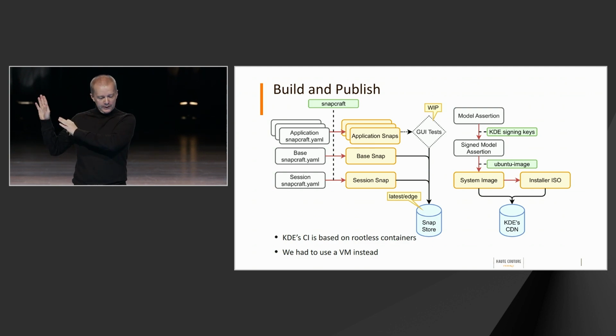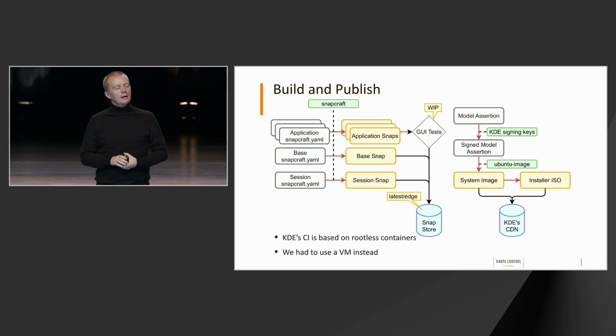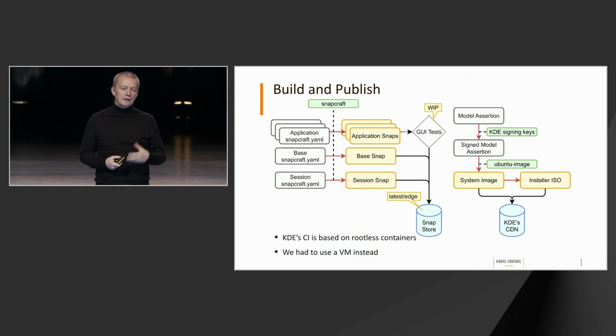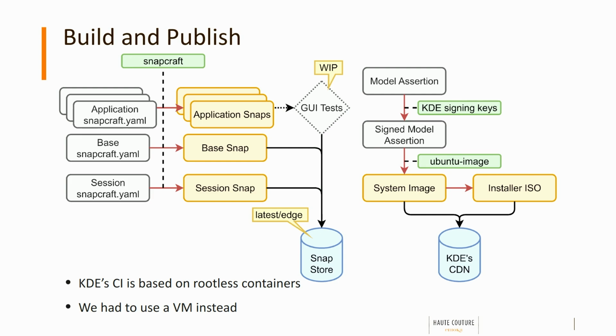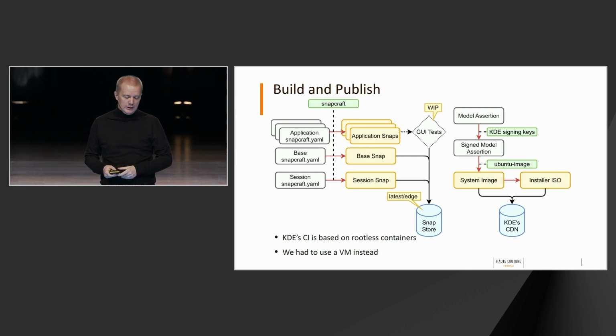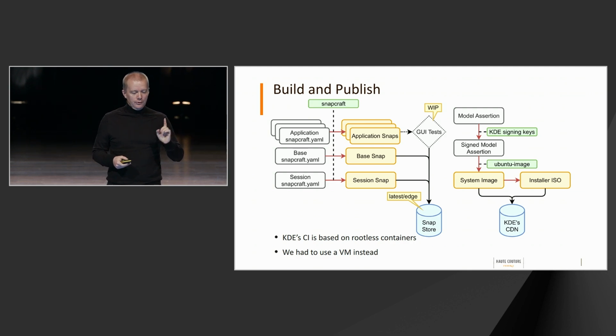So that's one part. The other part is building the models, right? To have a whole system and to have an image that you can actually boot. For that, we have model assertions, which get signed with KDE sysadmin keys. And those signed model assertions, we feed them to Ubuntu Image, which produces a system image. And with that system image, we slap an installer on top, make an ISO, and those are pushed to the KDE CDN.